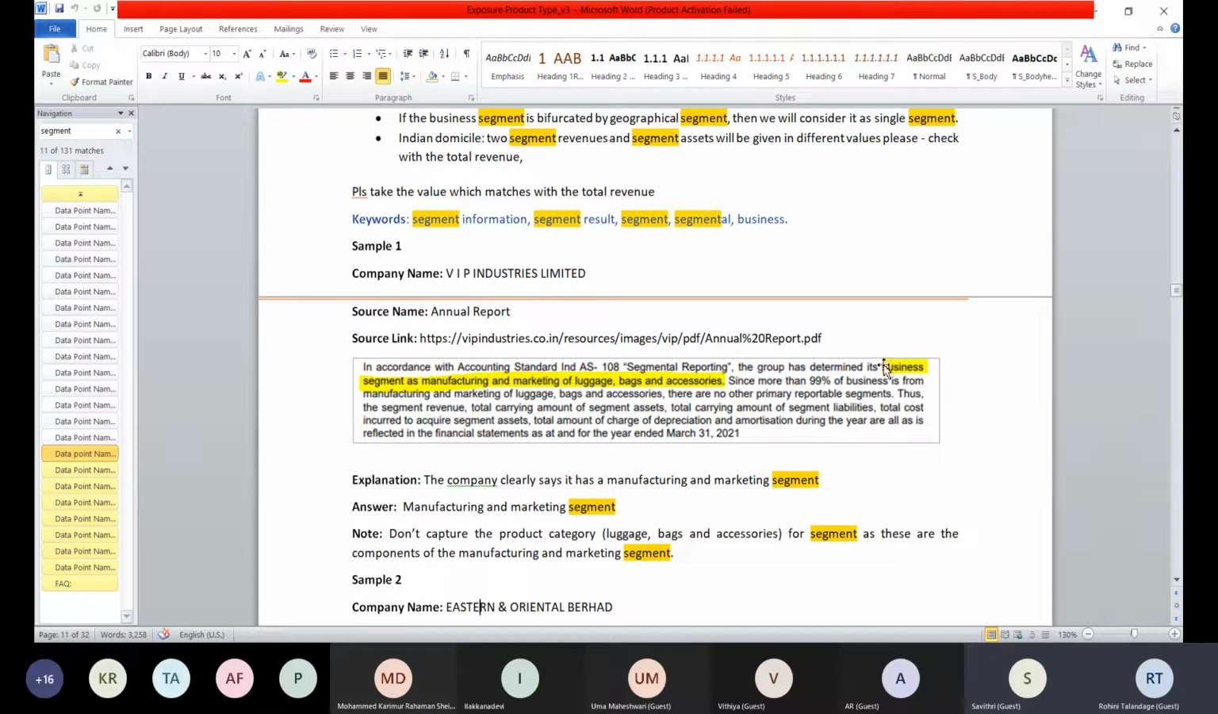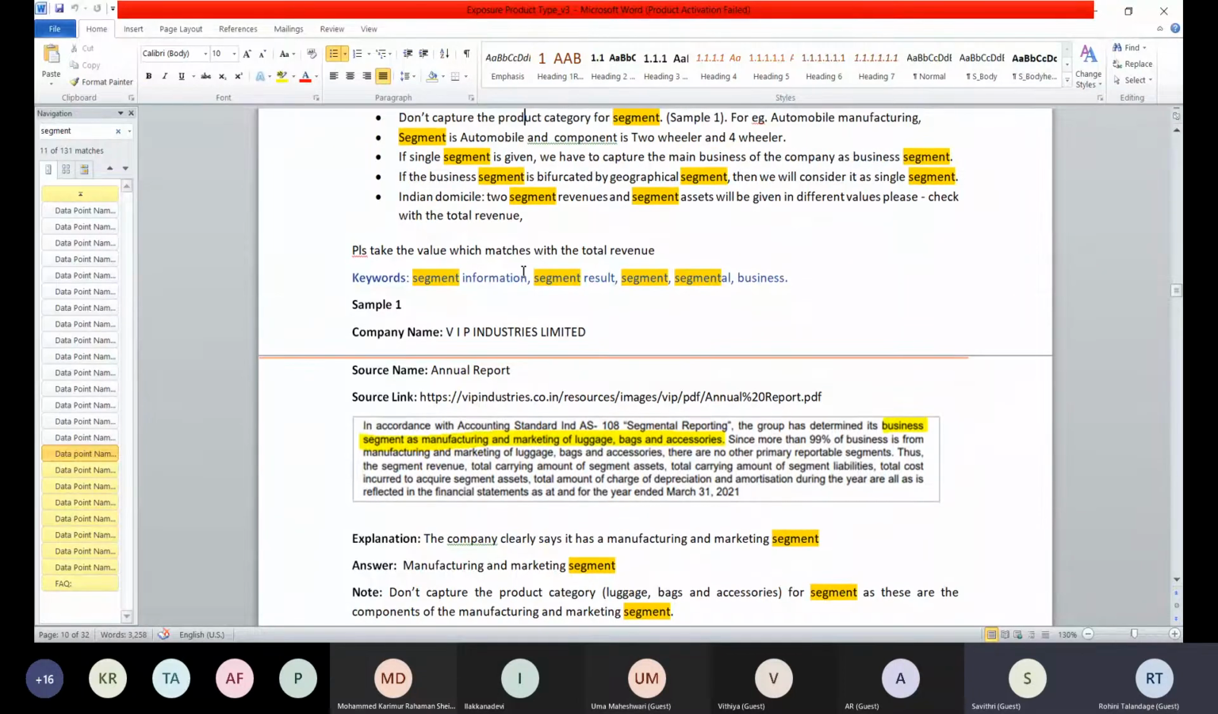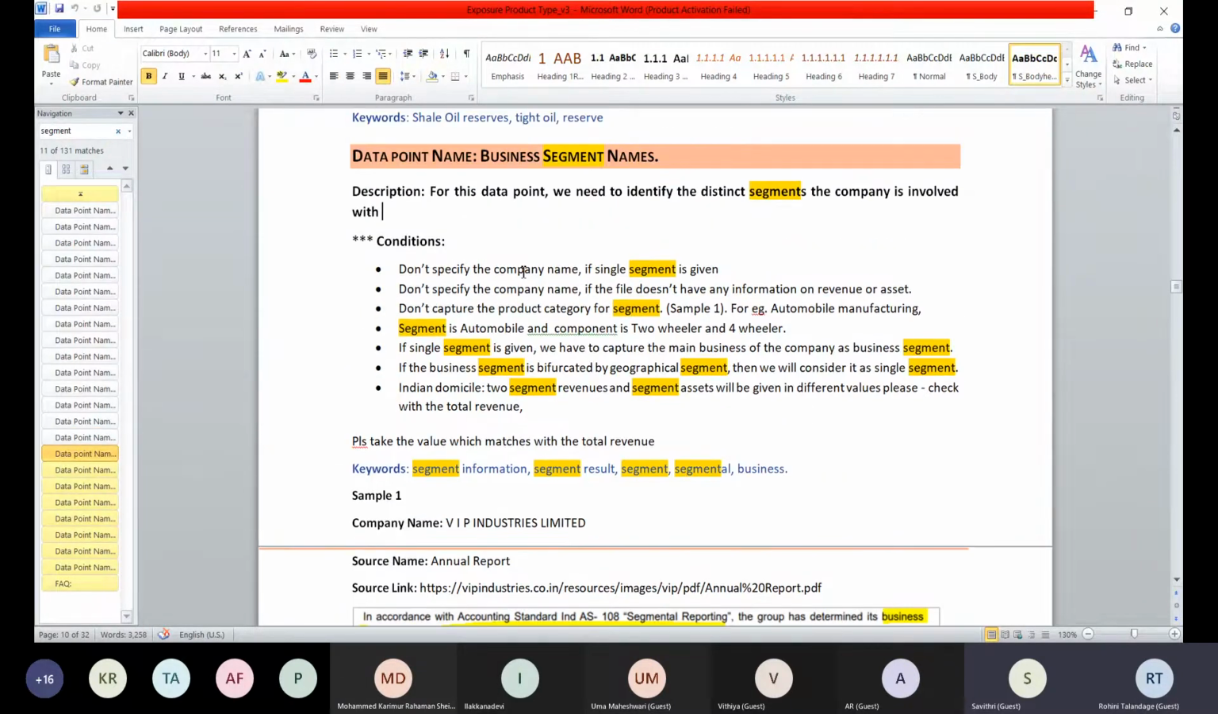From this you can say what business they are involved in. From this line, what can you identify? They are manufacturing and marketing luggage and bags. Yes, so this is their segment. It is a simple thing. You just have to go with keywords like segment or operating, and these are some of the keywords by which you can get the results for this data point.